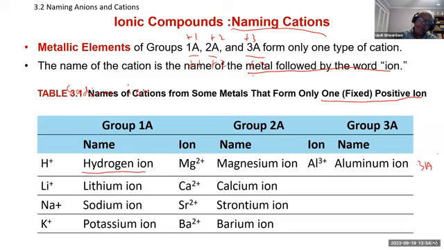Calcium is in 2A. Lithium is in 1A, loses 1 electron. Strontium is in 2A, loses 2 electrons. It's called the strontium ion. Potassium ion is potassium plus.